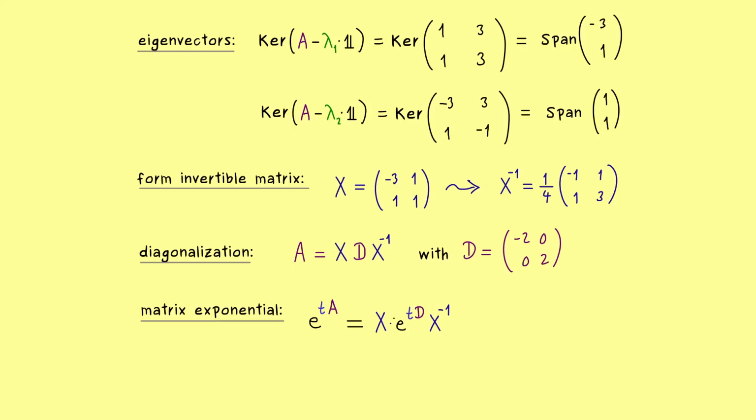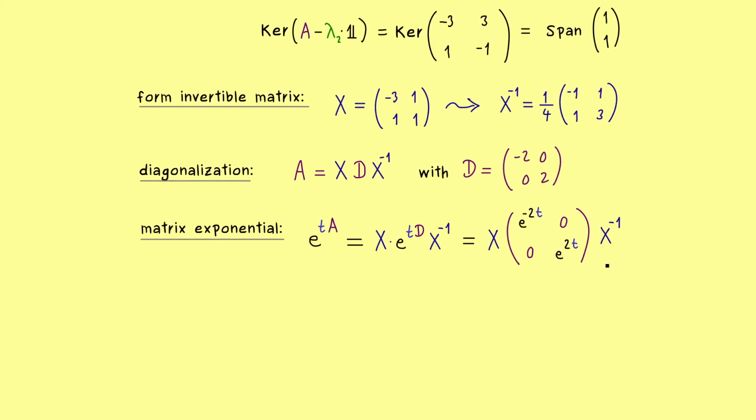This means e to the power tA can be calculated by multiplying 3 matrices. The one matrix in the middle is just a diagonal matrix with exponential functions on the diagonal. In our case here, we just have e to the power minus 2t and e to the power plus 2t. For the calculation, you just have to multiply X inverse from the right hand side, and the solution we get out, we can multiply through the matrix X. I don't show you all the calculation steps because it's just a standard matrix multiplication anyway.